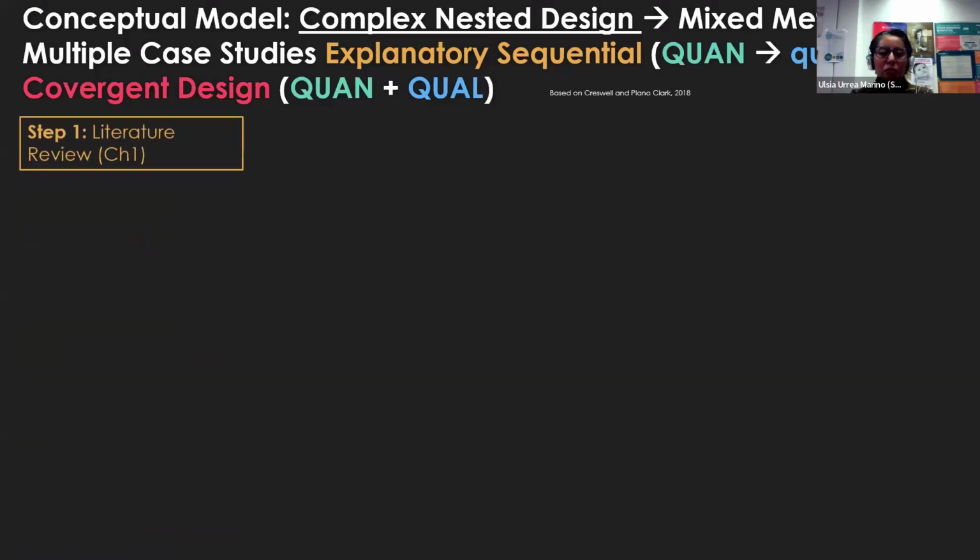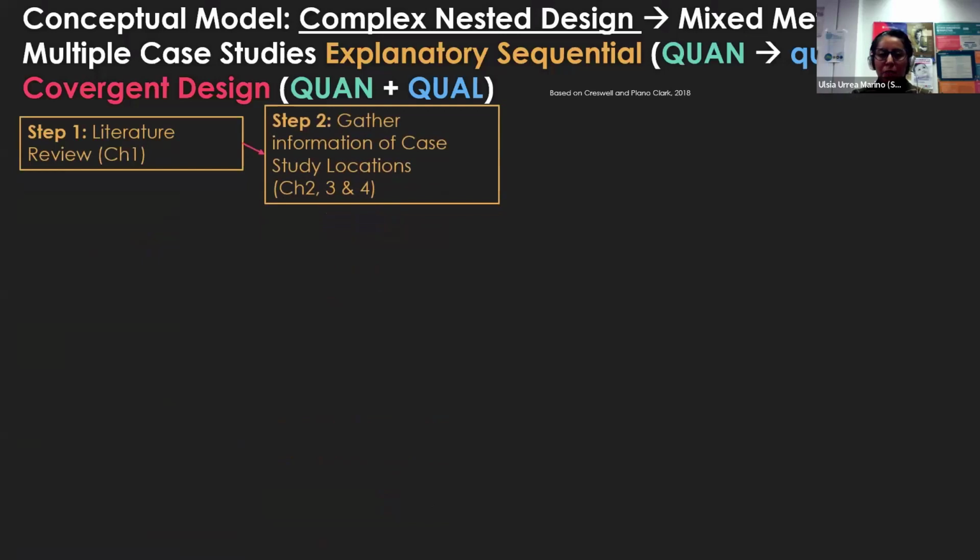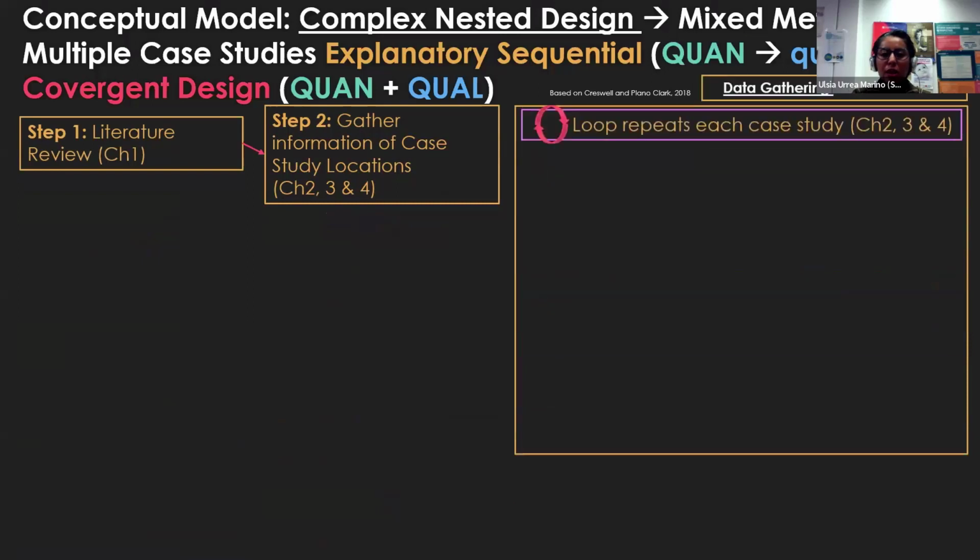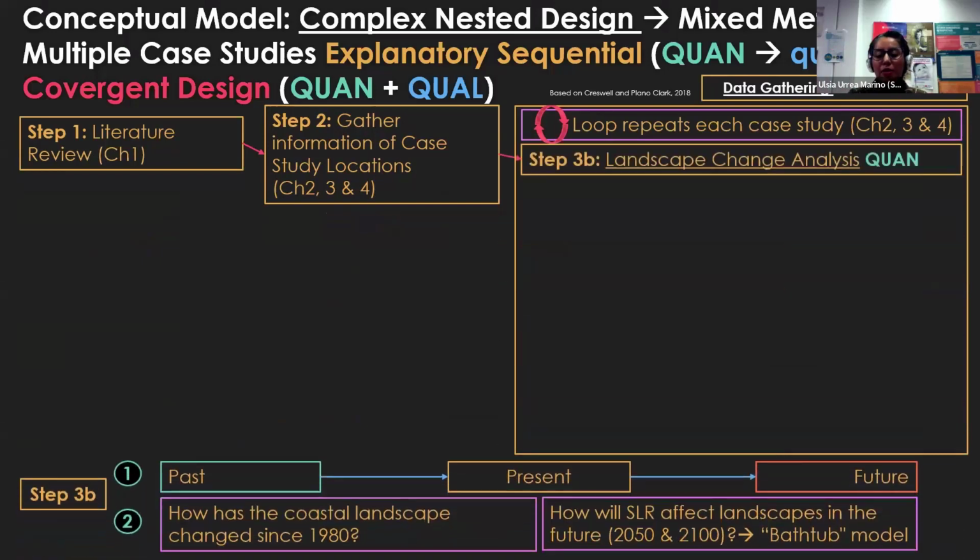So first I need to review the literature. In a moment, I will explain what the literature review is. Then I gather information on case study locations, and then I start a loop. This loop repeats for each case study, the 3 case studies that I mentioned before, one in each country. And I finish the loop for each case study as soon as I reach the saturation point. So before continuing with that, I only want to mention that, as I said before, I am using geographic information systems. So this is part of the quantitative analysis. This is GIS-based.